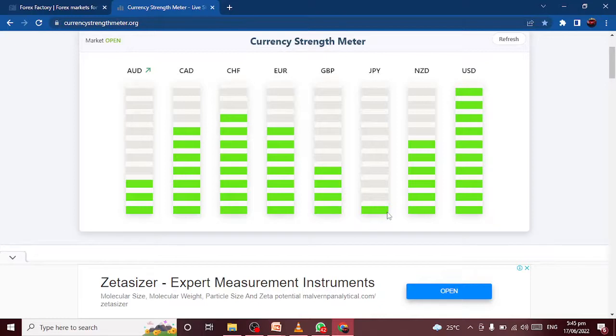Why? Because the market will just be going up. Yes, because USD is much stronger than JPY. So the market will just be going up. You will not see an opportunity for the market to come down for you to enter the trade. If you don't understand what I'm saying, let me quickly show you.